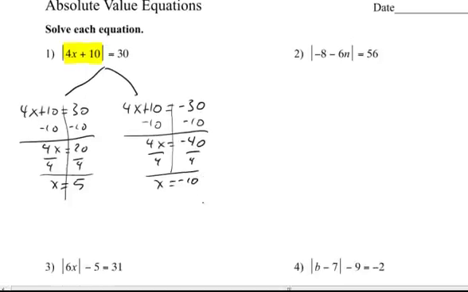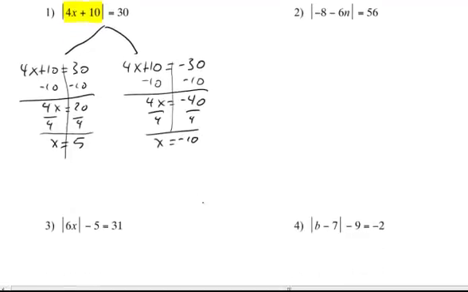With these, we always want to check our work. So checking is pretty easy. Just plug it into the original equation. So this is going to be the absolute value of 4 times 5 plus 10. So 4 times 5 is 20, plus 10 is 30. Absolute value of 30 equals 30. Check.